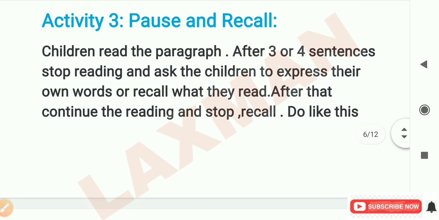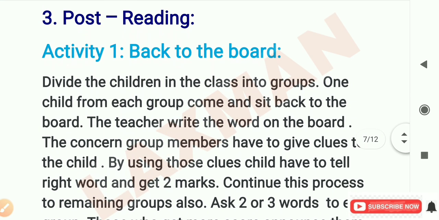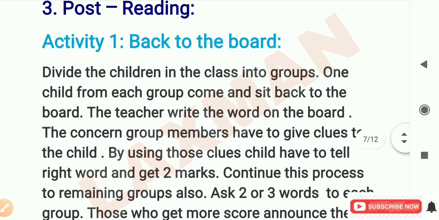Like this is the pause and recall activity. Next, post reading. In this post reading activity 1, I prepared this back to the board activity. Let us see what is the back to the board.